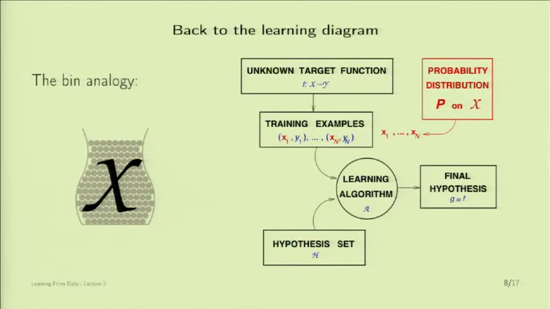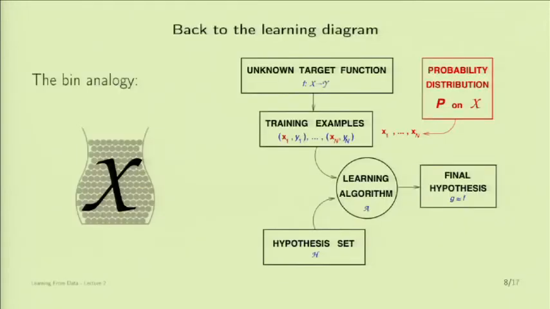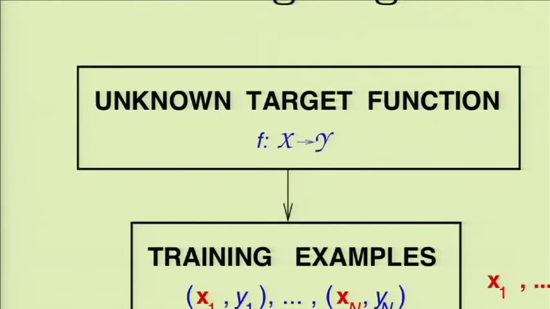One big space or set is X, and another one is H. If you look here, this is the hypothesis set H. It's a set. And also, if you look here, the target function is defined from X to Y. In this case, X is also a set.